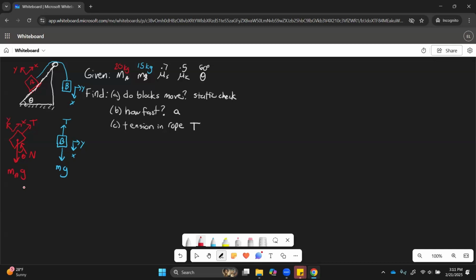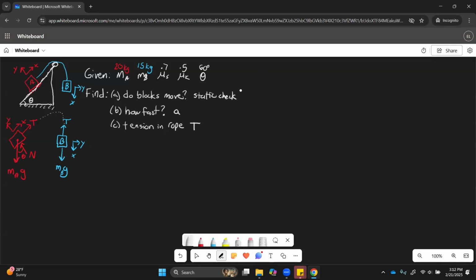So how do we know which way the blocks are going to move? Basically, since the rope is connecting these two blocks, we have the tension in the rope connecting them, and we need to figure out if B is heavy enough to overcome the component of A's weight that is pulling down the plane. If the weight of A pulling down the plane is bigger than the weight of B, then A would be trying to move down and B would be trying to move up.